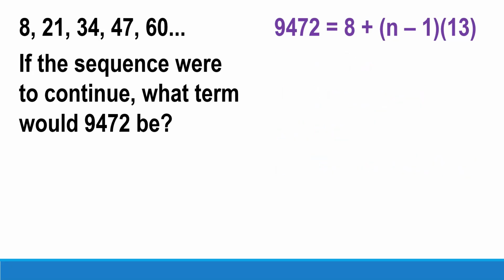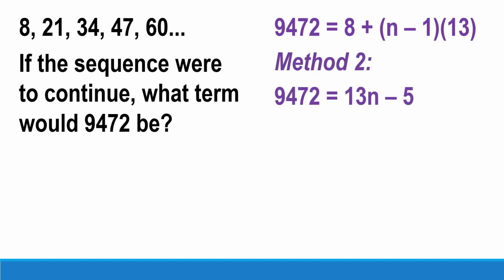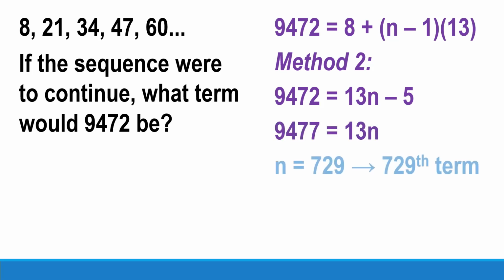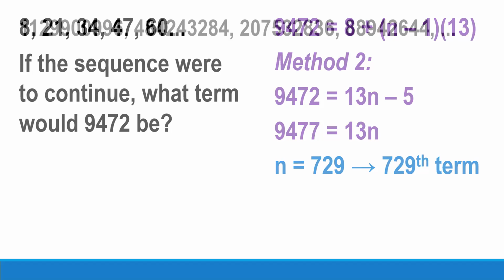However, those that may have written the explicit formula as a linear equation and set 9472 to equal 13n minus 5, you would want to add 5 to both sides, divide by 13, and you'd still come up with the 729th term. Whichever method you choose will still work.